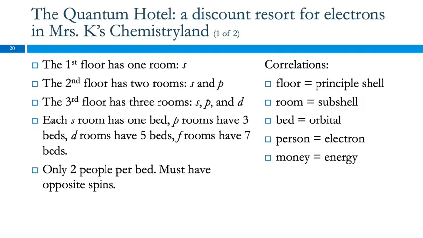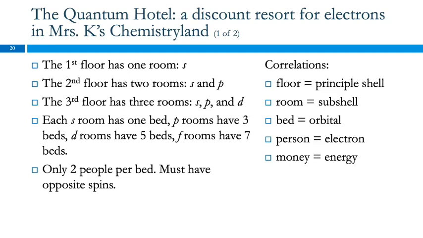Okay, so here's the slide that lays out the hotel analogy. So this is the Quantum Hotel. That's the name of the hotel. It's a discount resort for electrons in Mrs. K's chemistry land. It's like Disneyland, but it's chemistry. First floor has one room, it's the S room. Second floor has two rooms, S and P. Third floor has three rooms, S, P, and D. Each S room has one bed, P rooms have 3 beds, D rooms have 5 beds, F rooms have 7 beds. You can only have 2 people per bed, and they have to have opposite spins to sleep upside down.